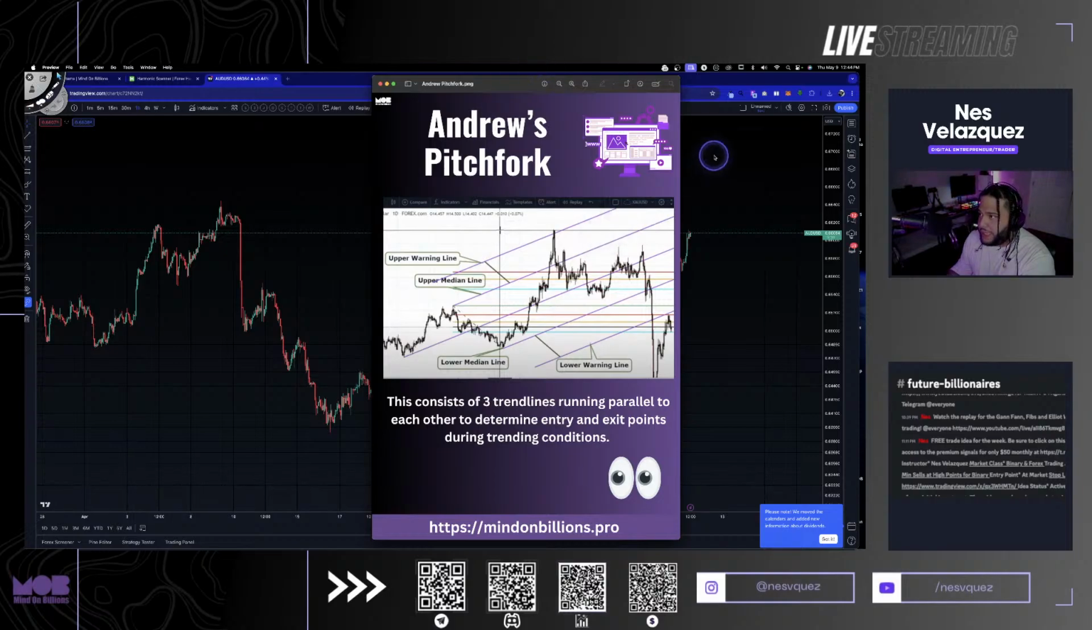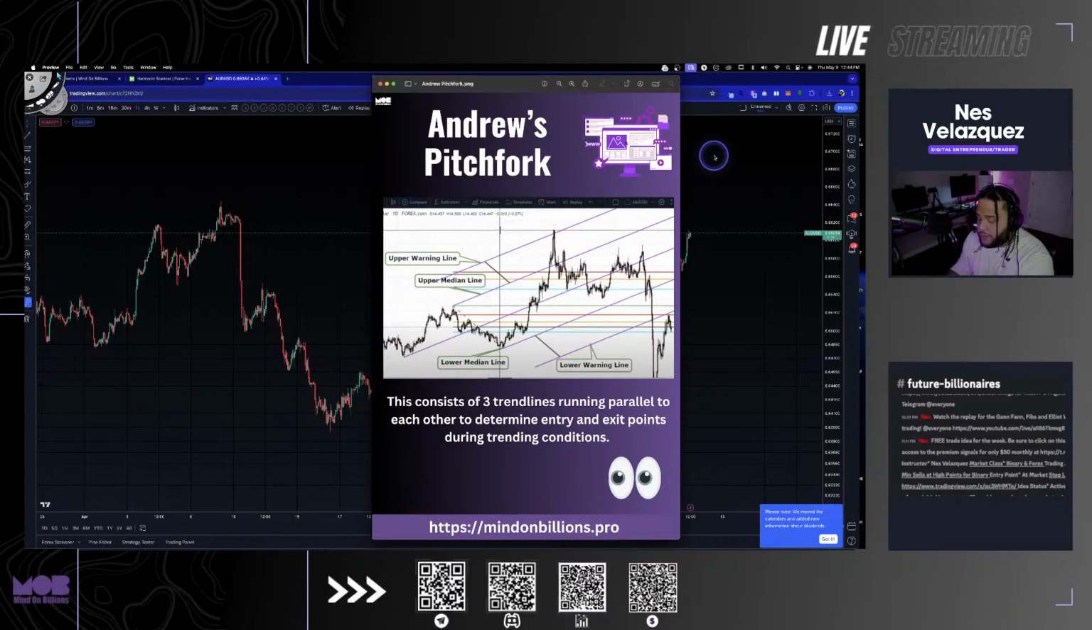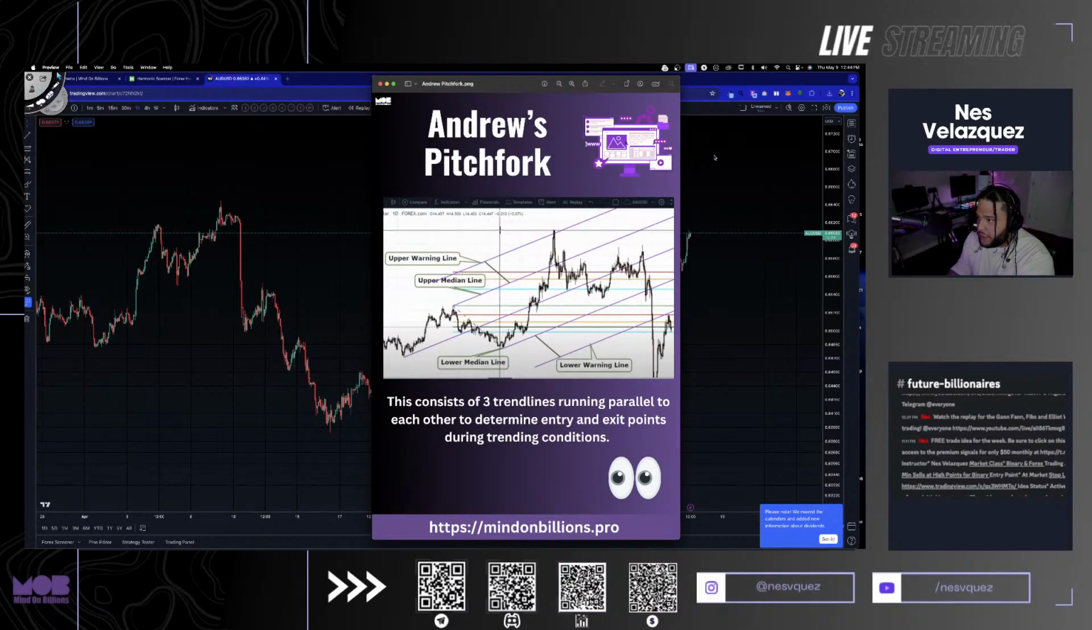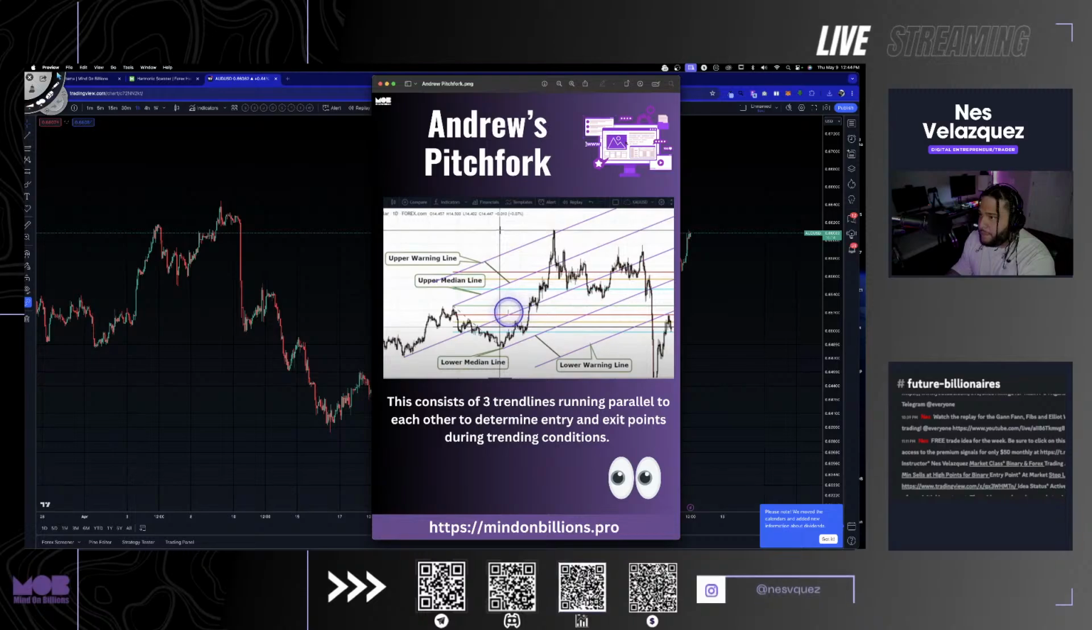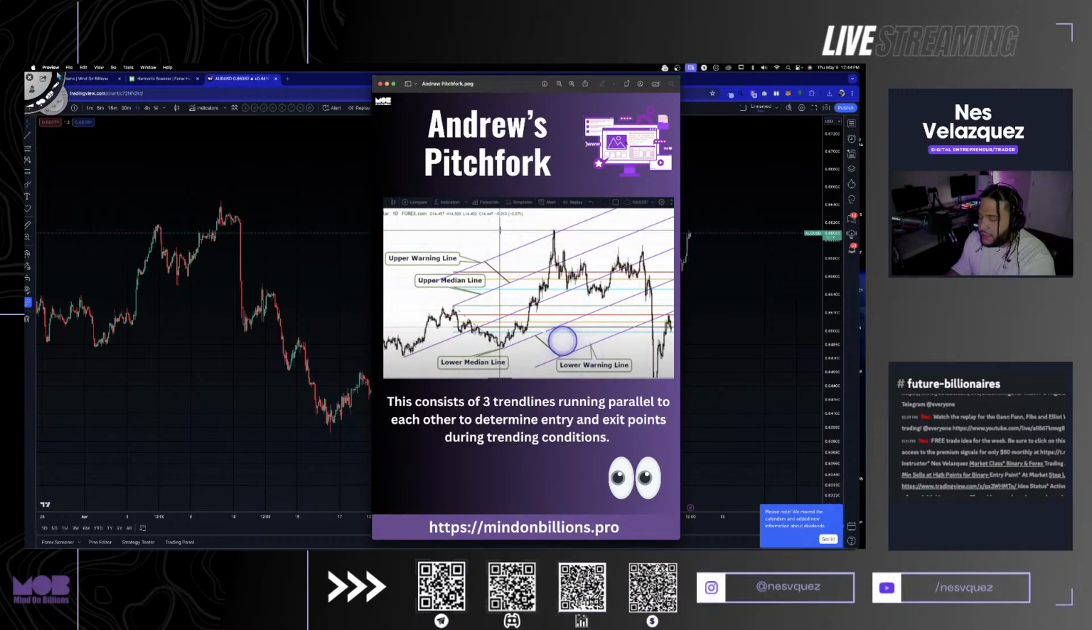But for the most part, here's a quick glance at it, and I'll give you guys some of these visuals that you can download. But bottom line, the Pitchfork consists of 3 trend lines running parallel to each other to determine entry and exit points during trending conditions. As you can see, it has the upper median line, lower median line. Here's the median line, okay? And then you have the upper warning line and the lower warning line, right?